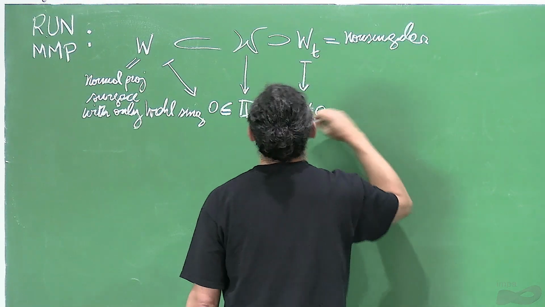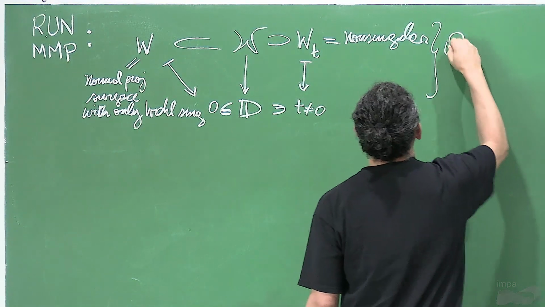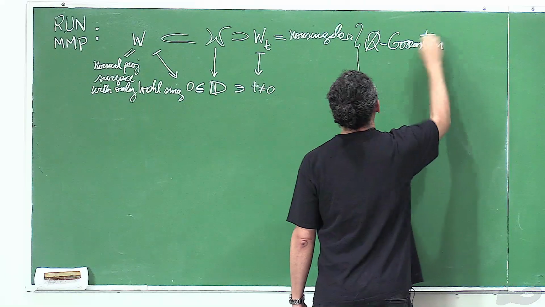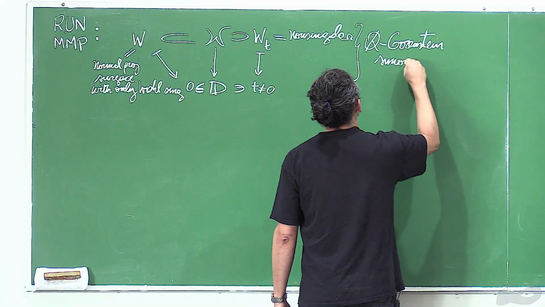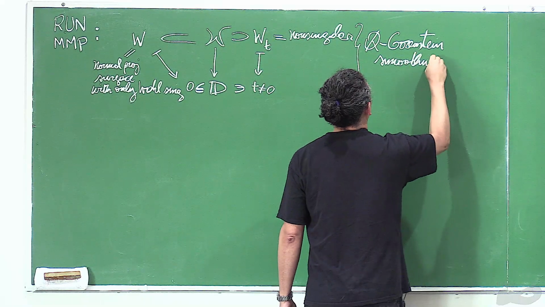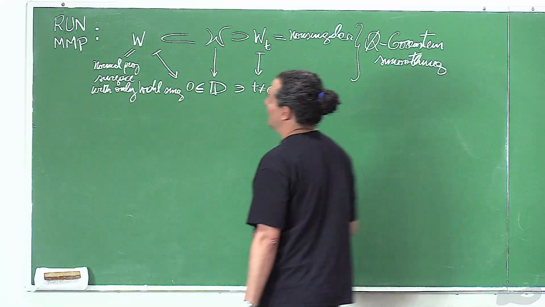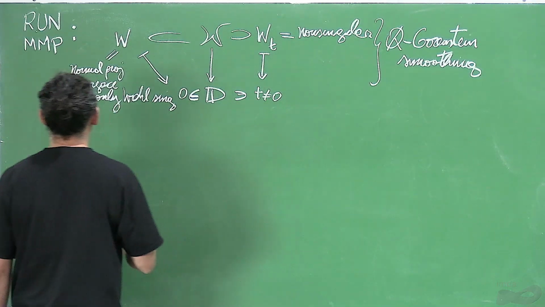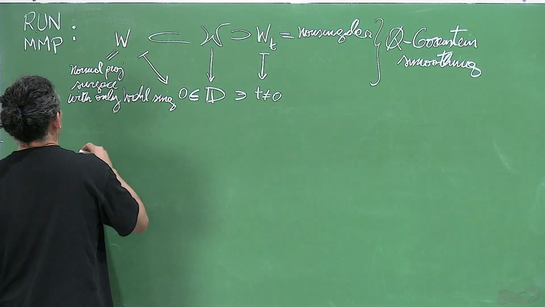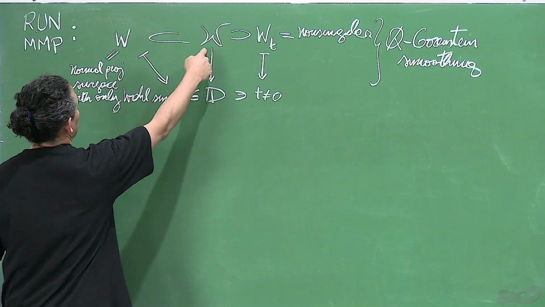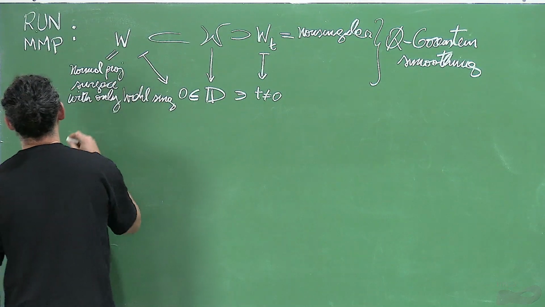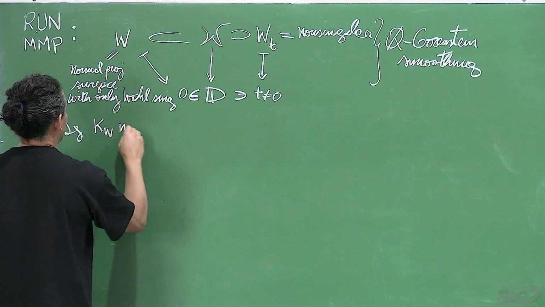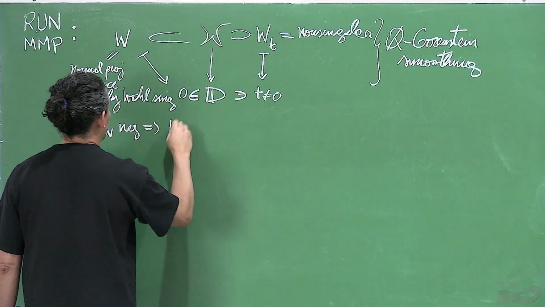And this picture is a Q-Gorenstein smoothing. So this is the object to which I will run MMP. So I have something like that. And then there is a canonical class, which I always take not here, but here. So if KW is nef, then this is nef for every T.